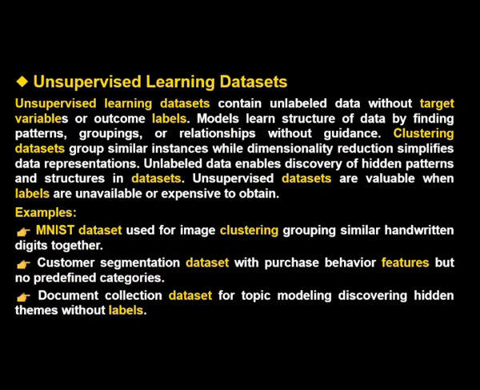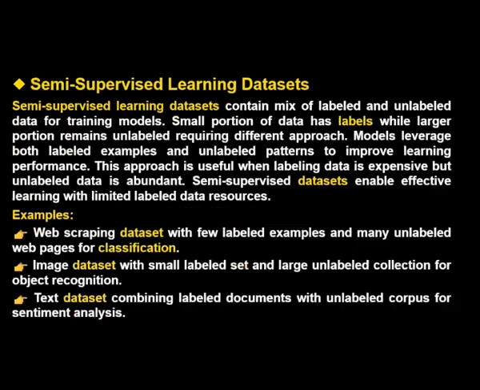Next one is unsupervised machine learning datasets. Unsupervised machine learning datasets do not contain labels. Here the model tries to discover hidden patterns or structures within the data. Common tasks include clustering and dimensionality reduction. These datasets are useful when labeling data is difficult, costly, or impossible. For example, customer segmentation datasets often do not have predefined categories, and the model groups customers automatically.